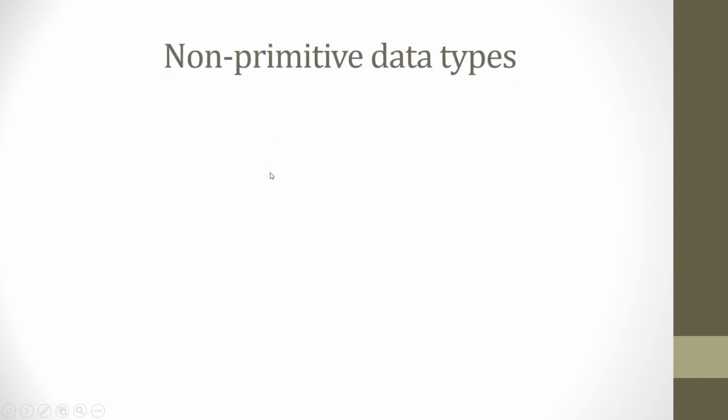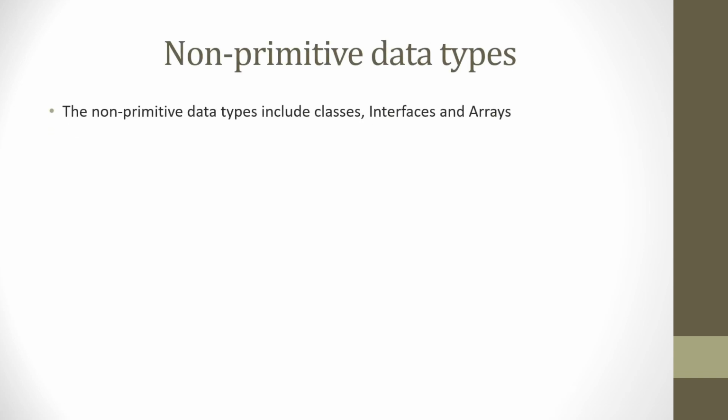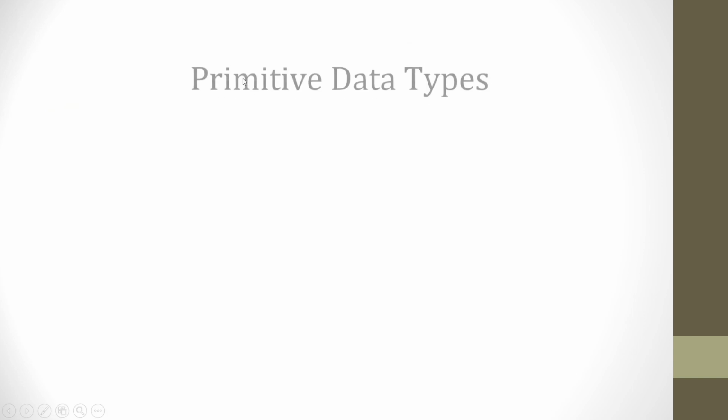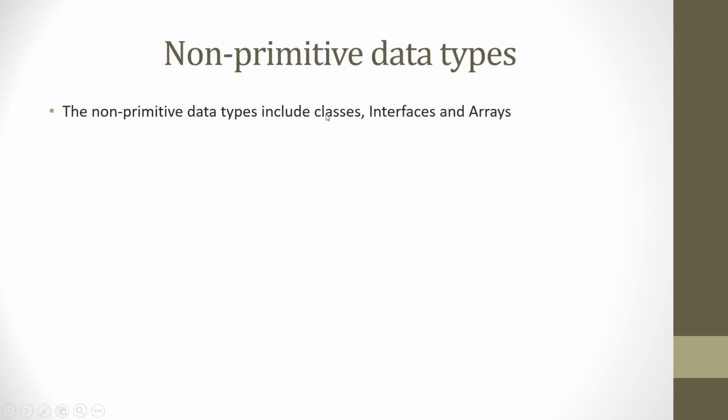Now let's see what the non-primitive data types are. The non-primitive data types include classes, interfaces, and arrays. We will observe the main difference between primitive and non-primitive data types. Primitive data types are very basic and already defined by Java. Non-primitive data types are defined by the developer, like classes, interfaces, and arrays. These come under non-primitive and hold collections of data.